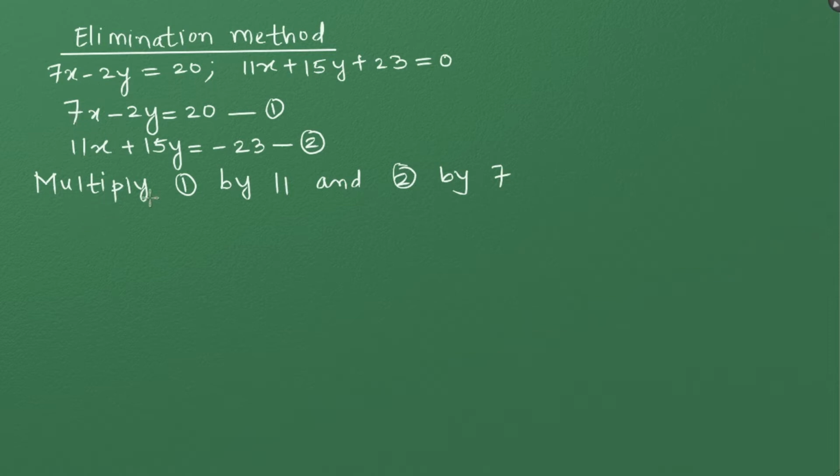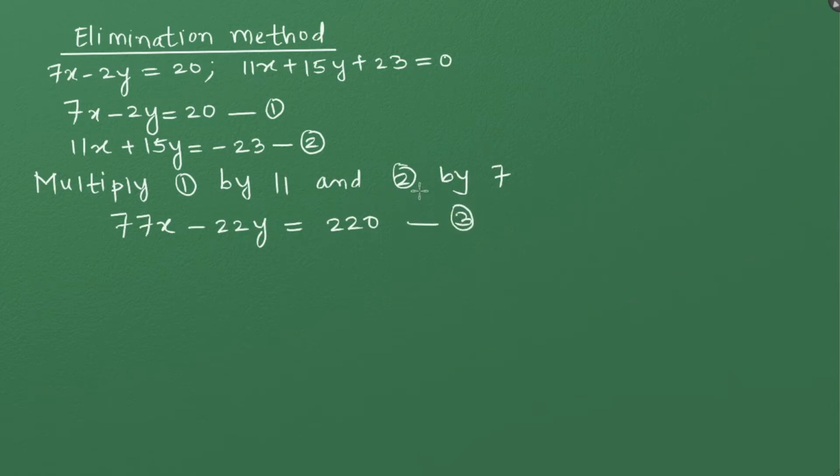Now when you multiply equation 1 by 11, so 11 multiplied by 7x will give you 77x. 11 multiplied by minus 2y will give minus 22y, and 11 multiplied by 20 will give 220. This is done. Now equation 2 is to be multiplied by 7. Before that, just mark this as equation 3.